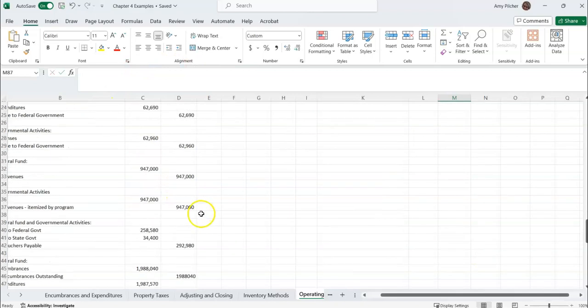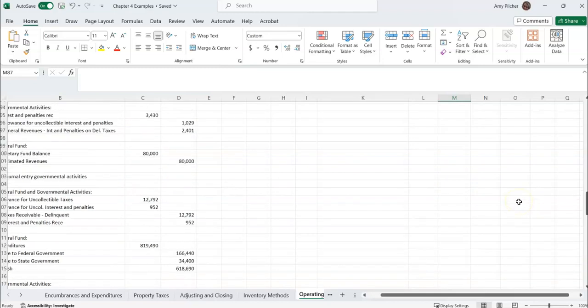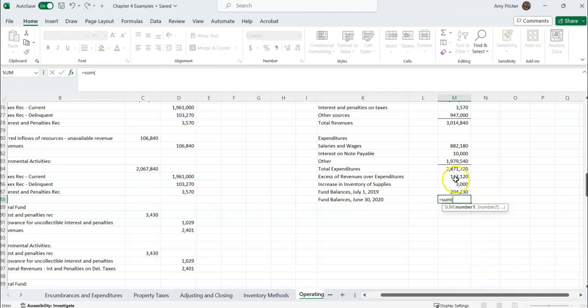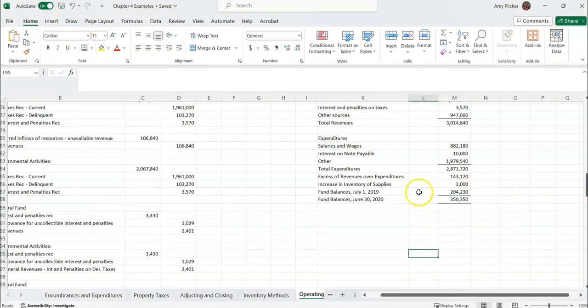So if you remember that last entry that we did, where we had $3,000 increase in supplies from the previous year. Then we have our fund balances from July 1st, which was the beginning of our fiscal year. And then we add up to get our new fund balance at the end of the year. So the excess in revenues and the $3,000 increase in supplies plus the beginning fund balance then gets us our ending fund balance. Okay, and those are those financial statements.